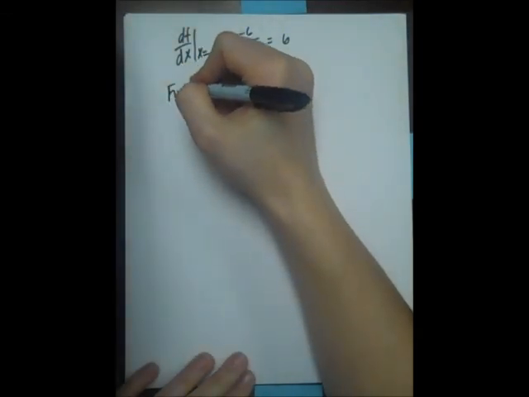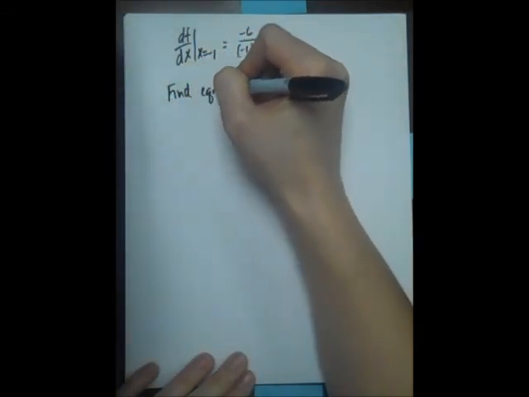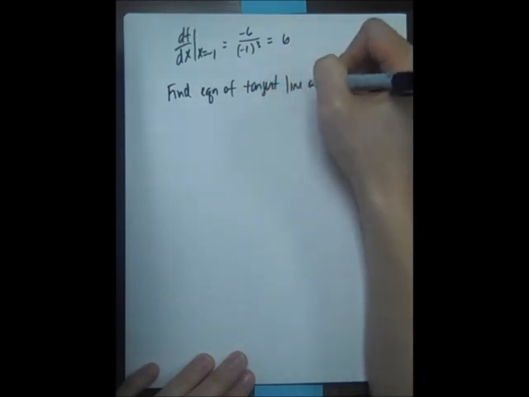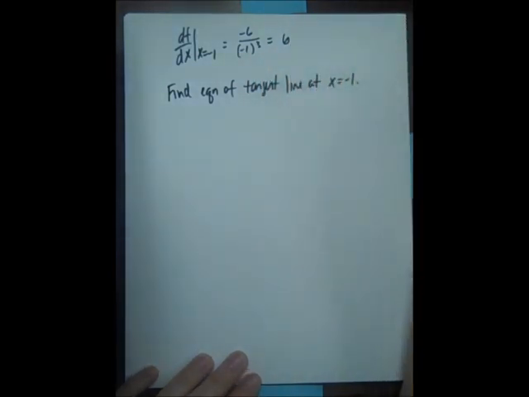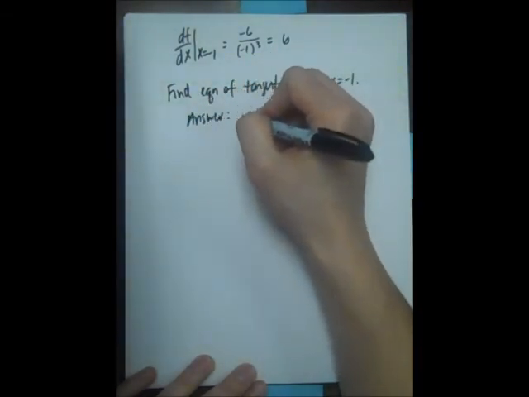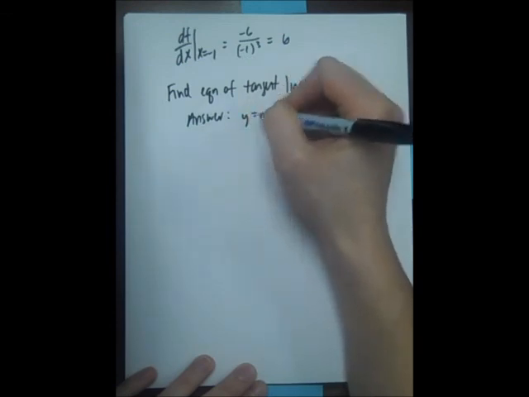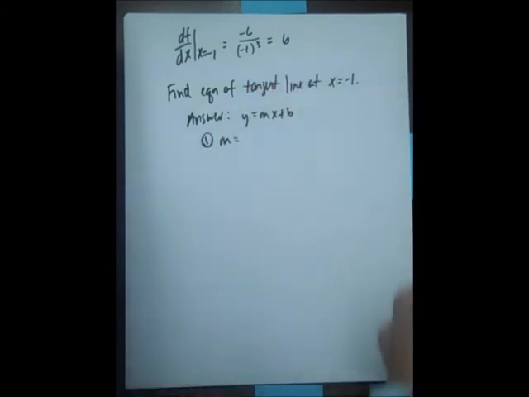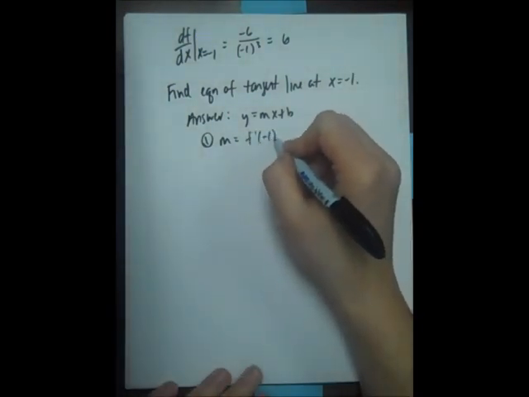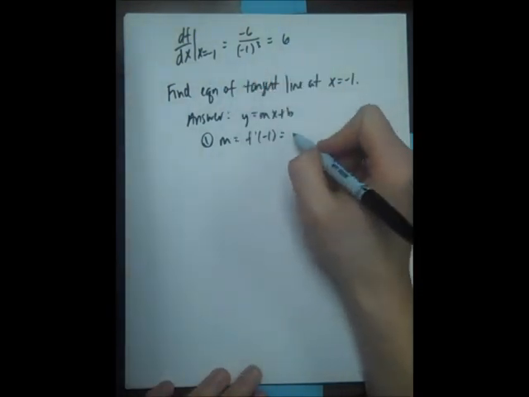Let's continue this example further. Let's find the equation of the tangent line at x equals negative 1. So remember, what does the equation of a tangent line always look like? Your answer is going to be y equals mx plus b. First thing you're going to find is m. Remember, m is the slope of the tangent line, so m is going to be f prime of negative 1, which we already found. That was 6.